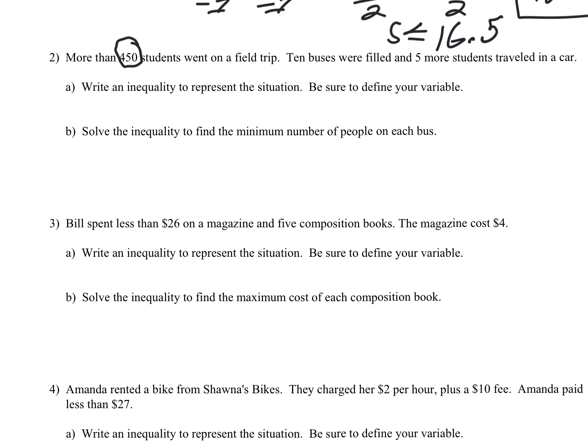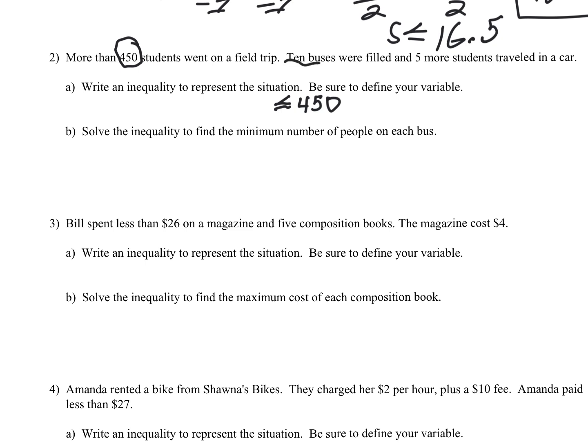Okay, so if you think, how do I write this inequality, and you want to start writing it as you get the information, well, you know the 450 has to go by itself on the right-hand side. And I know that the buses, when we say 10 buses were filled and 5 more students traveled in a car, write an inequality. Well, we can't have more than 450. We can have less than or equal to 450 because the 450 is the number of students that went.